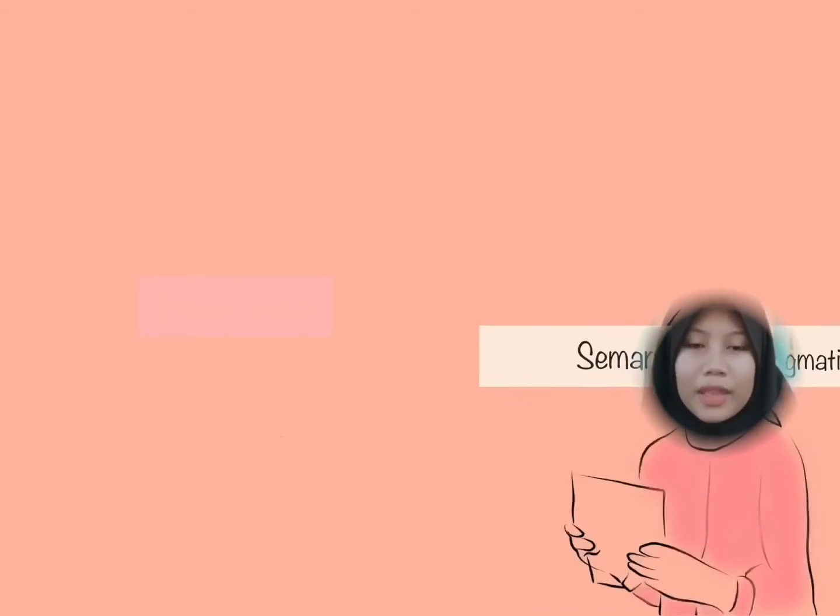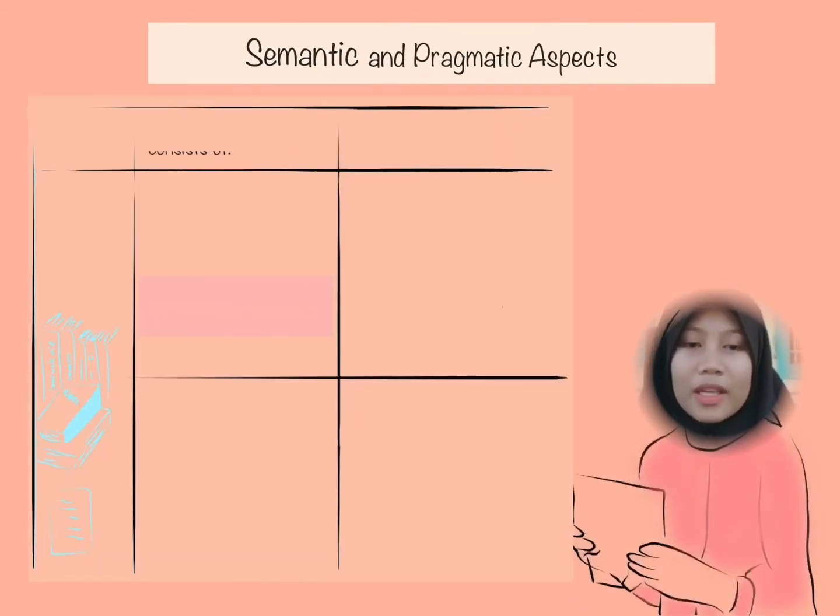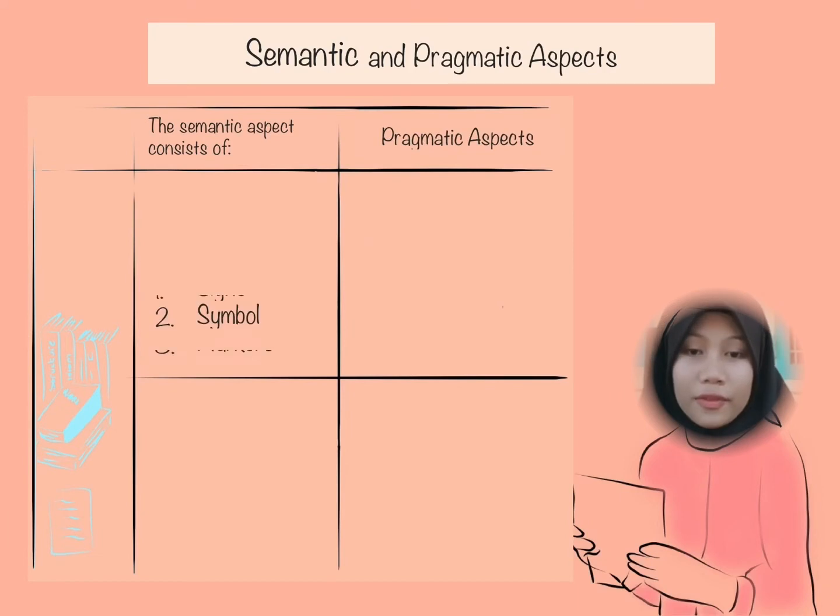Semantic and pragmatic aspects. Semantic aspects consist of: first, signs. Signs can be said to be lexemes, which can be directly followed by other forms. Second, symbol. A symbol is a sign based on mutually agreed convention, regulation, or agreement. Third, marker is the material built of language, namely what is spoken or heard and what is written or read.